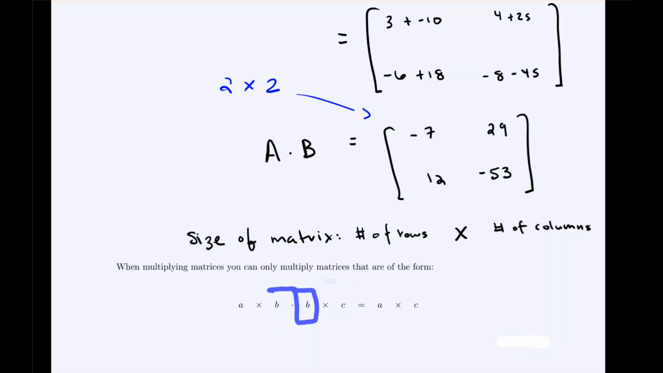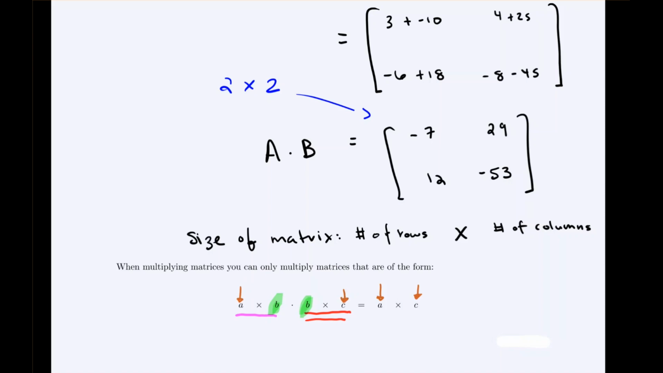So for instance, here is our first matrix. It is an A by B. Our second matrix is a B by C. Since they share this value, they can be multiplied. If they didn't share that, they couldn't be multiplied. And the result is A by C. So you can know the resulting multiplied matrix will take the number of rows of the first one and the number of columns of the second one.